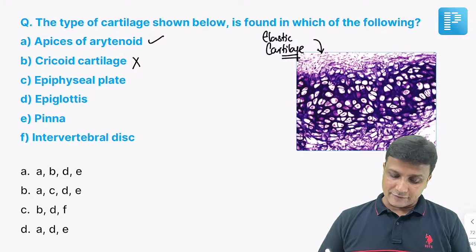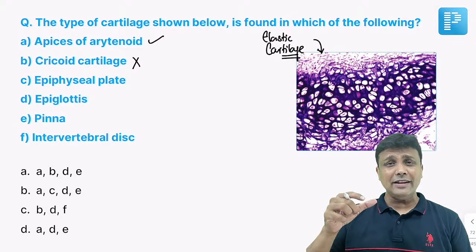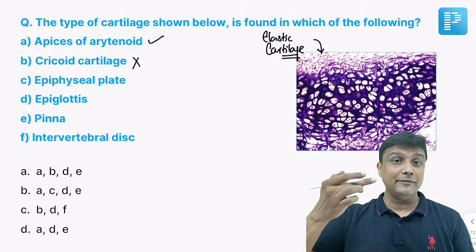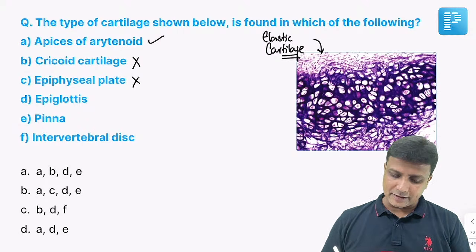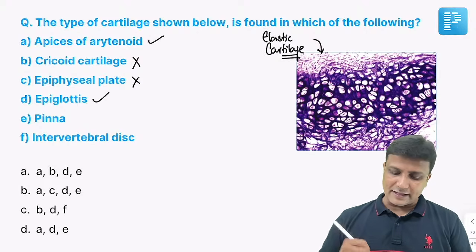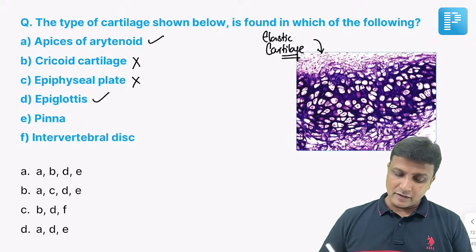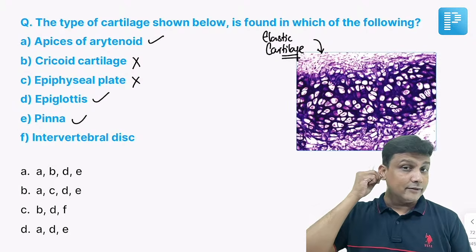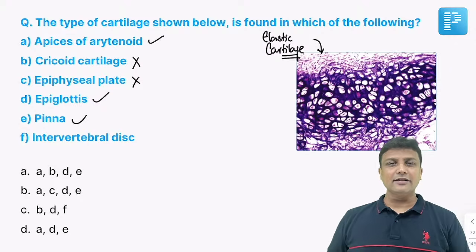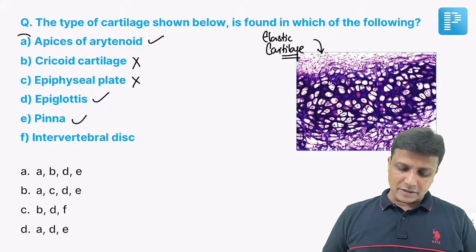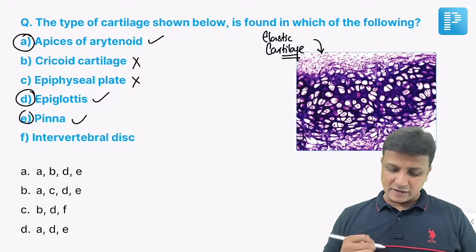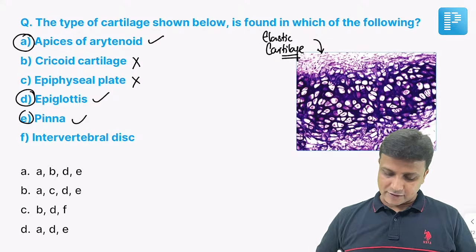Epiphyseal plate, of course, the cartilage between the epiphysis and diaphysis, is an example of hyaline cartilage, so it is also not the example here. Epiglottis is an elastic cartilage here, and even the pinna, the auricle, will be elastic cartilage. Intervertebral disc is not elastic cartilage. So option A, option D, and E will be the elastic cartilage. So the correct answer is option D here.